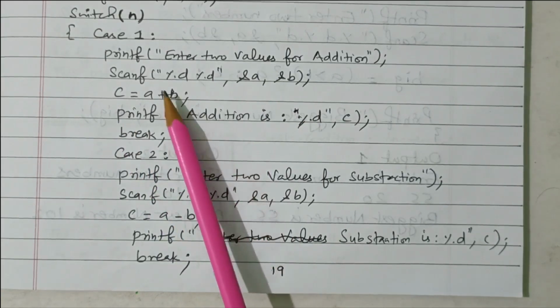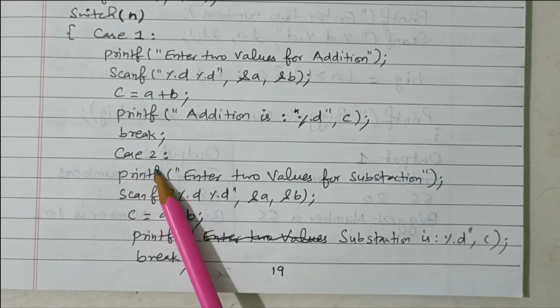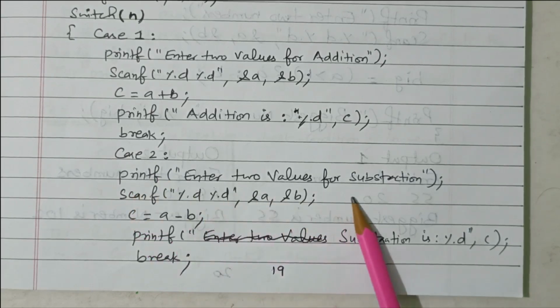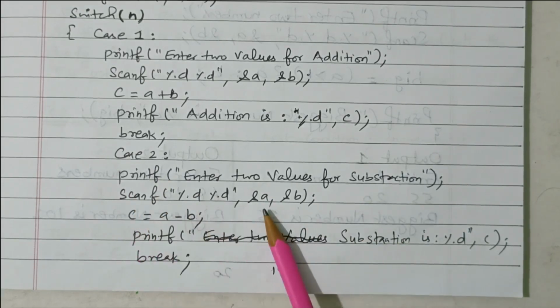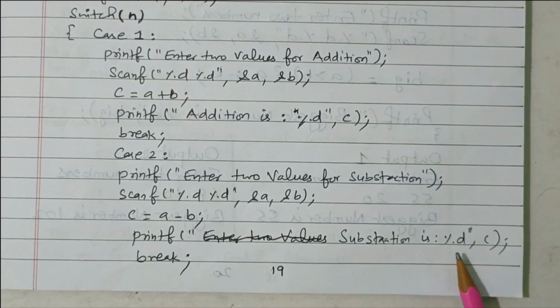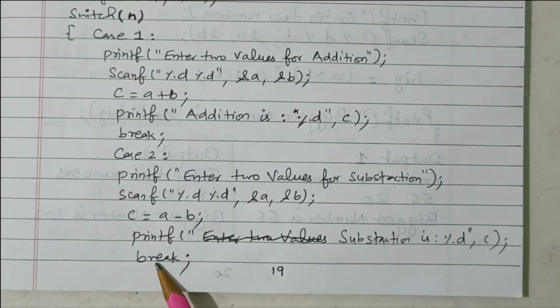Suppose the user has not entered the value 1, then we need to check whether the user enters 2, right? It may be possible. 2 means it is subtraction. So we ask the user to enter the two values for subtraction. The user will enter two values, using scanf we scan the values and store them in A and B. So subtraction: C equal to A minus B. The values are subtracted and stored in C. The answer is printed. The subtraction is %d, C. C contains the answer, so that C value is printed. So we can break the process. After that, no need to continue this checking, right?